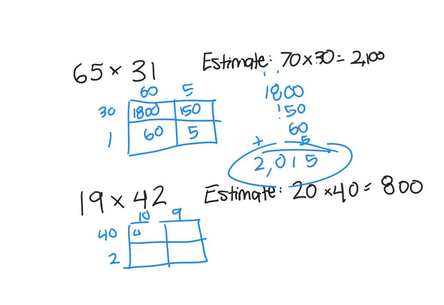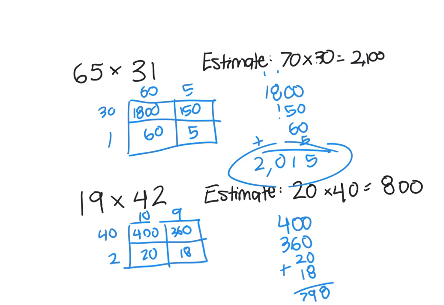4 times 1 is 4, and add your 2 zeros. 4 times 9 is 36, add 1 zero. 10 times 2 is 20, and 9 times 2 is 18. Let's add these. Okay, and we get an 8. 4 plus 3 is 7. So we got the answer of 798, which is very close to our estimate of 800. So I think that is exactly the correct answer.